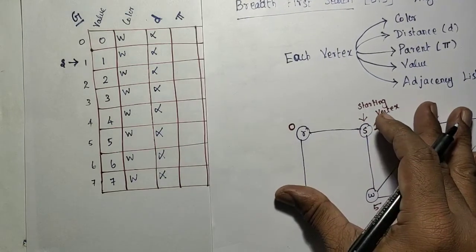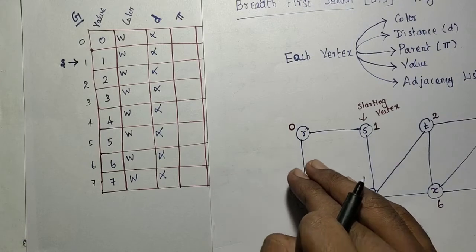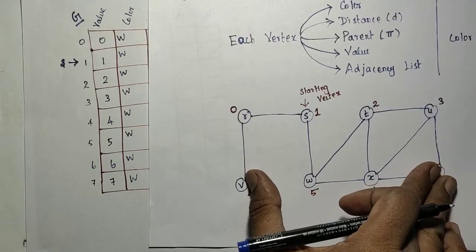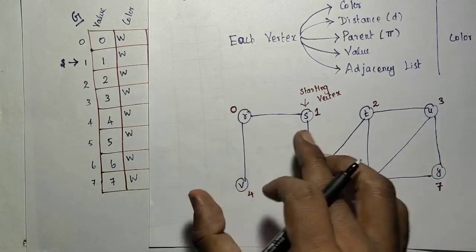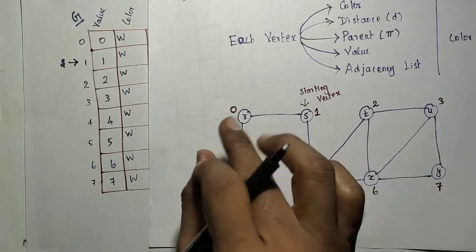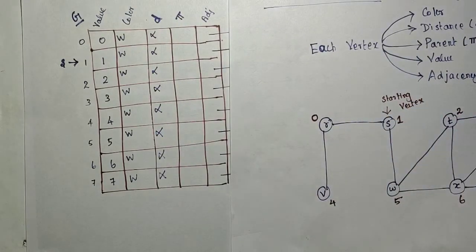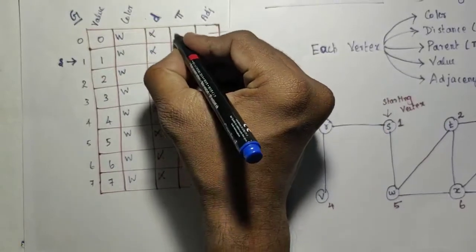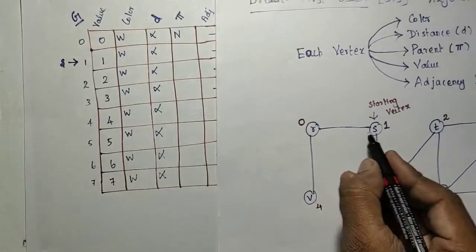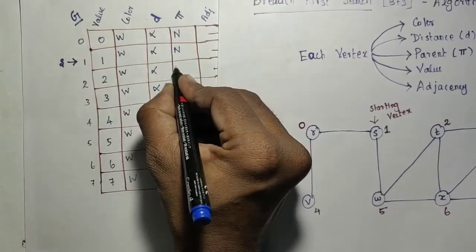Then parent. There is no parent determined so far, because for the graph by default there is no parent. We cannot say that S's parent is R, or S's parent is W, like that. The parent property will be used in the resultant tree. So the initial parent value will be null. The 0th node's parent is null. The first node's parent is null.